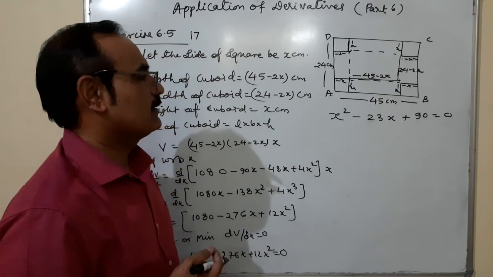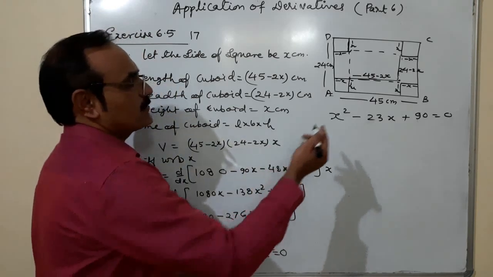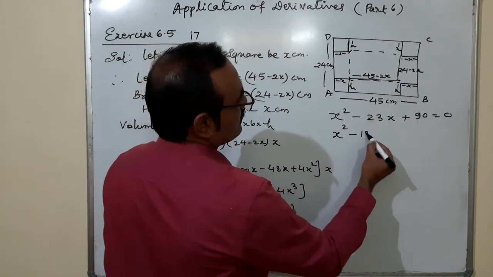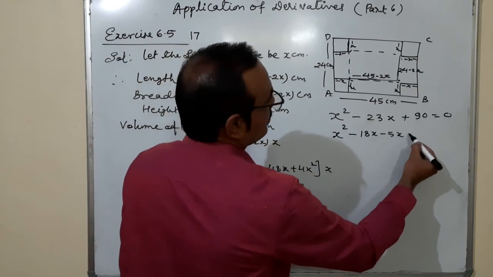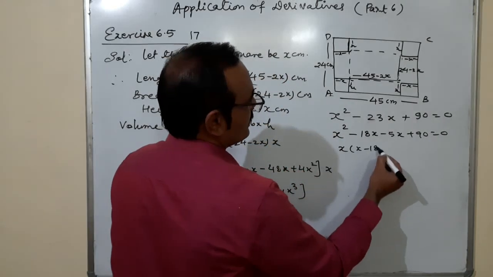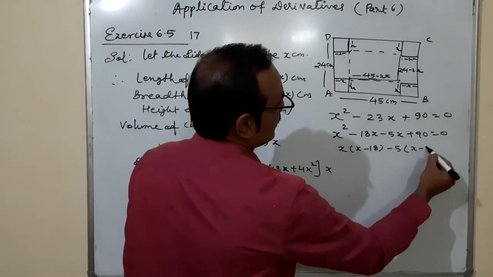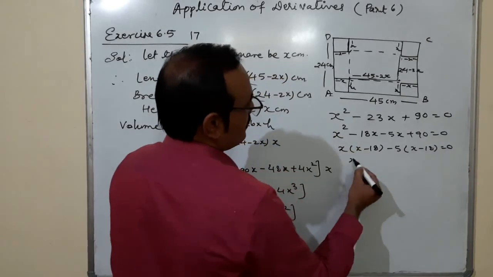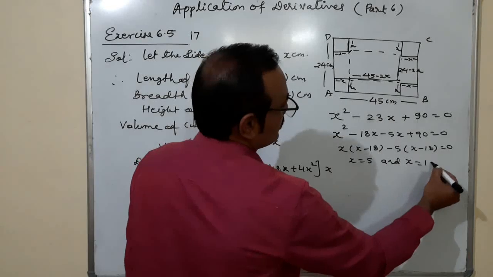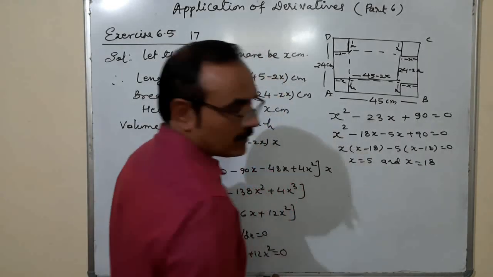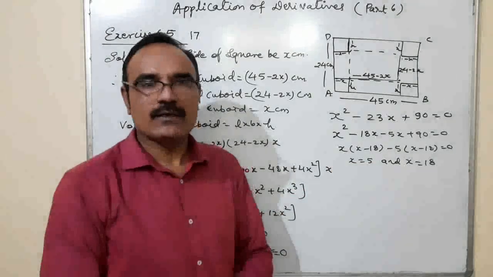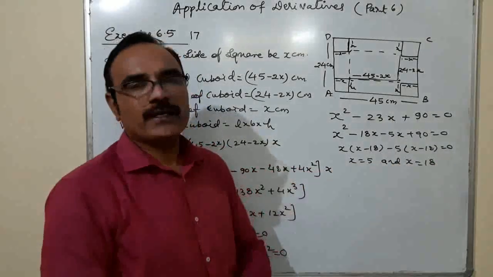18 5 ja 90, 18 plus 5 23. So x square minus 18x minus 5x plus 90 is equal to 0. X common, x minus 18 minus 5, x minus 18 is equal to 0. So x is equal to 5 and x is equal to 18. Both are positive. Possibility of both the answers, x is equal to 5 and x is equal to 18. But I am telling here that x is equal to 18 is not possible.